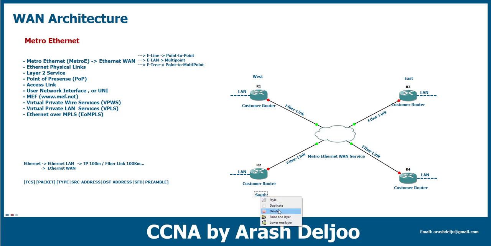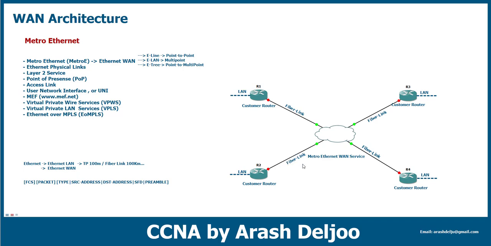But in this example, I'm not going to talk about the physical location and some other things. Because of that, we are assuming that here we have a service provider and our branches are near to the service provider. Because of that, the service provider can give us one fiber link. You shouldn't install this fiber link.